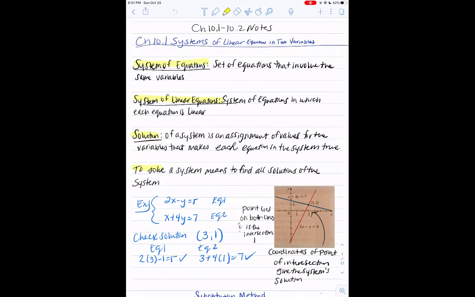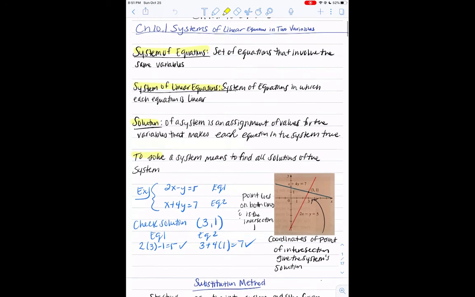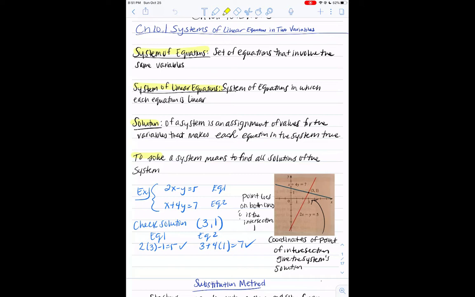A system of equations is a set of equations that involve the same variables. So we're going to have multiple equations and the variables are going to relate to each other. A system of linear equations is a system of equations in which each equation is linear, hence the name linear equations.